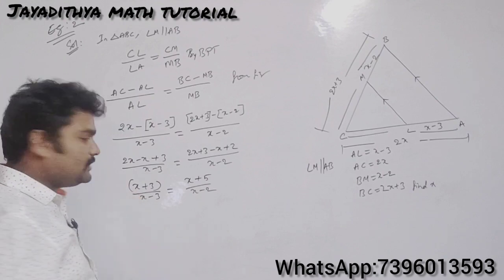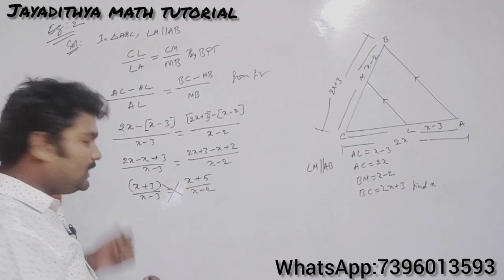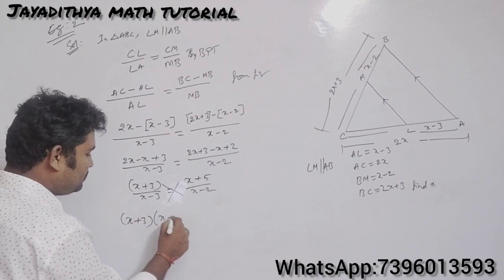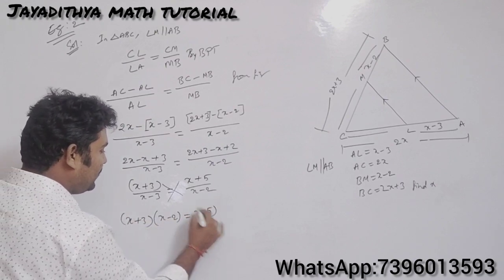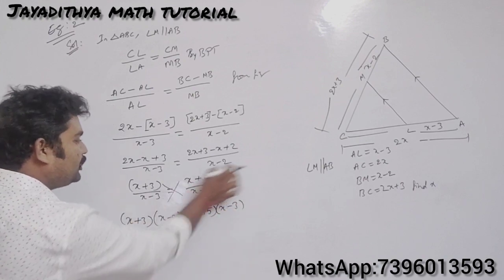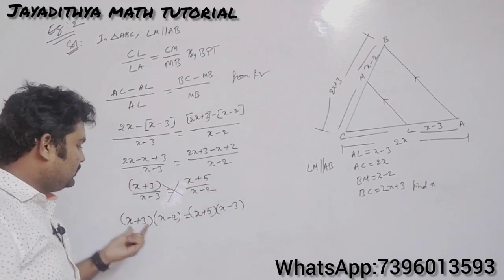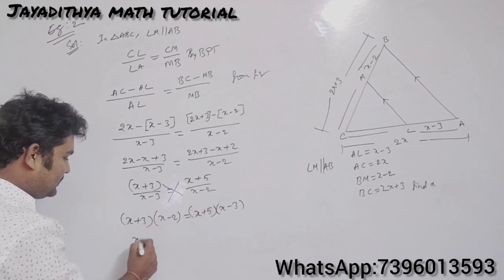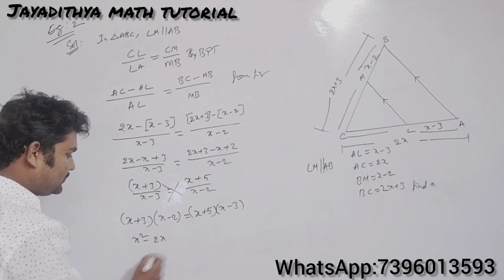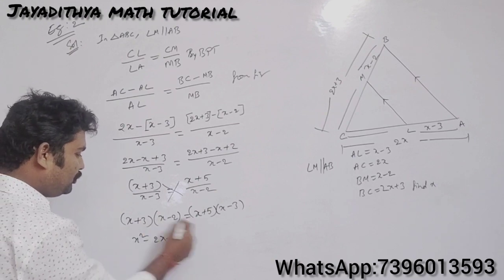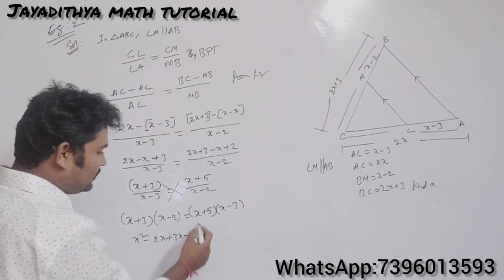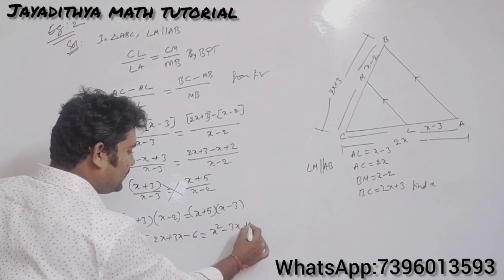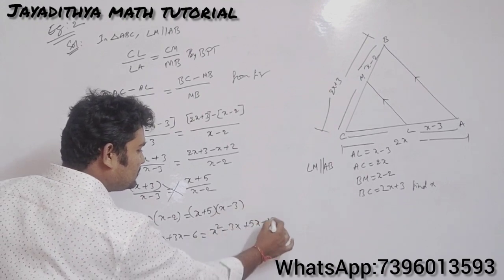What will you be doing here? Just do cross multiplication. If you do cross multiplication, what happens here? This will be x plus 3 into x minus 2, which is equal to x plus 5 into x minus 3 now. Take the denominator to the numerator, and here the denominator to this side's numerator. Okay, then you multiply. How to multiply? X into x, x square, x into minus 2, that is minus 2x. 3 into x, 3x, 3 into minus 2 is minus 6. And again here also the same, x into x is x square, x into minus 3 is minus 3x. 5 into x is plus 5x, and 5 into minus 3 is minus 15.